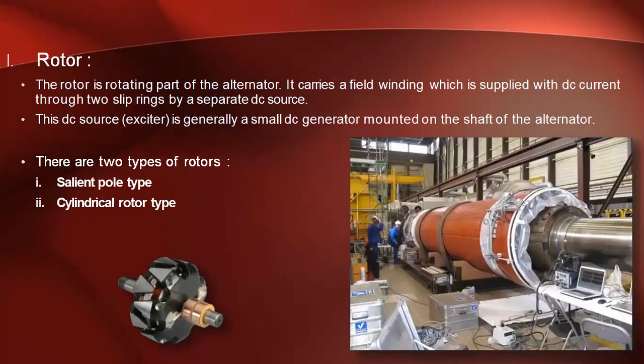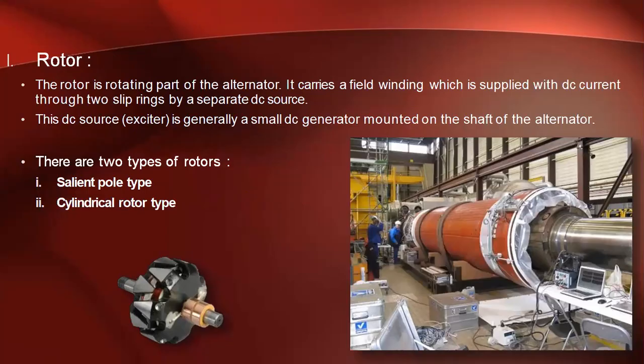Next, rotor. The rotor is a rotating part of an alternator. Okay, it carries field winding, which is supplied with DC current through two slip rings by a separate DC source. So here the field winding is supplied by a DC source. The DC source is generally a small generator mounted on the shaft.